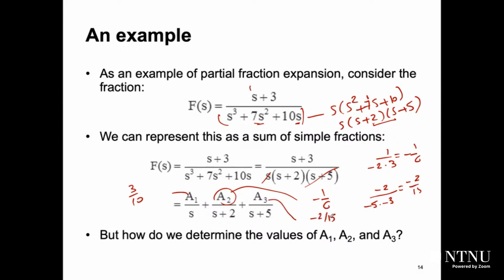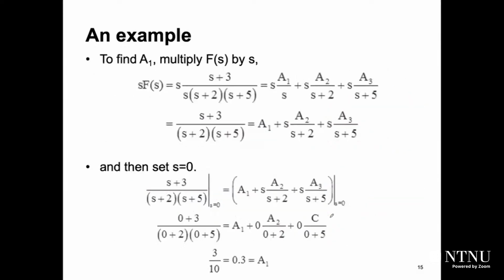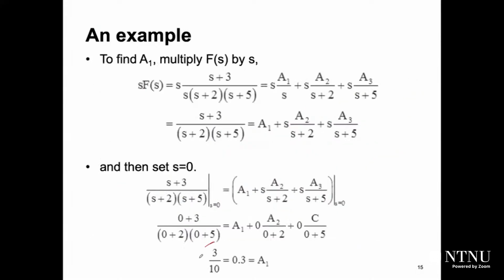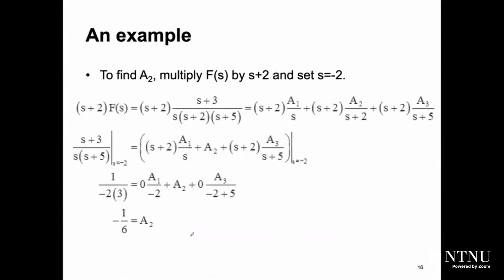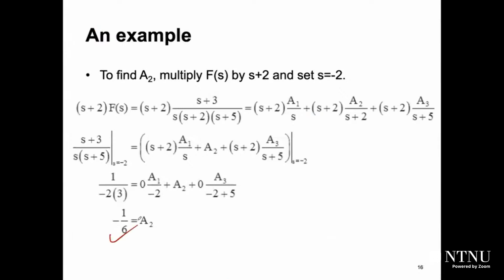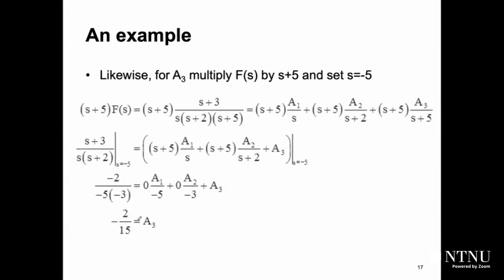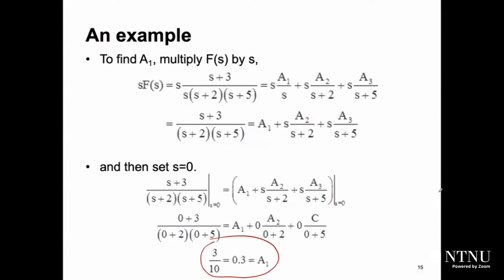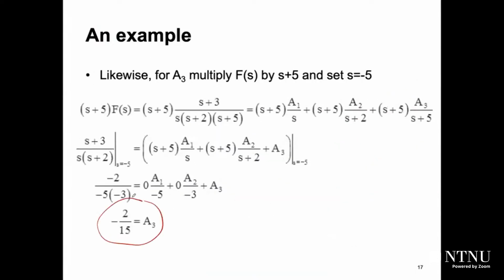So now we can find the values of a1, a2, and a3. As you can see here, a1 will be 3 divided by 10. Is it correct? Yes, 3 divided by 10. a2 will be minus 1 divided by 6. This is correct, right? So this one, it's okay. And a3 will be minus 2 divided by 15. This is correct. So now we can get those a1, a2, and a3.